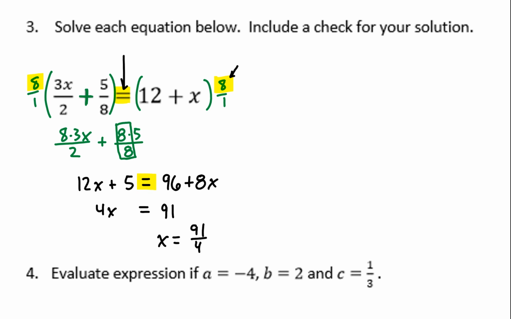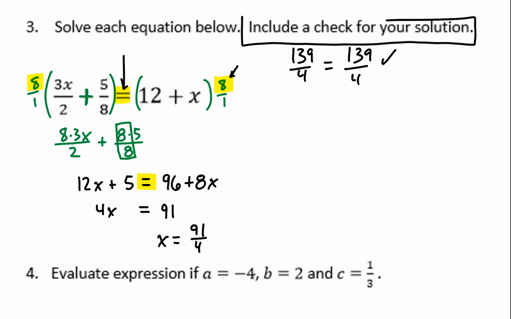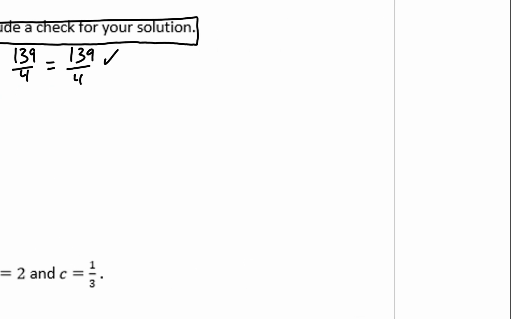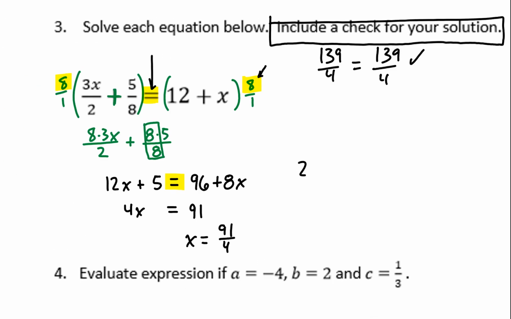If you included a check for your solution, really all you had to show is that if you plug 91 fourths into both sides, it makes the left-hand side 139 fourths, and it made the right-hand side also 139 fourths. So when I saw that, that definitely constitutes including a check for your solution. And I was happy to take either 91 fourths, or you could have said 22 and 3/4, and you could have also said 22.75.